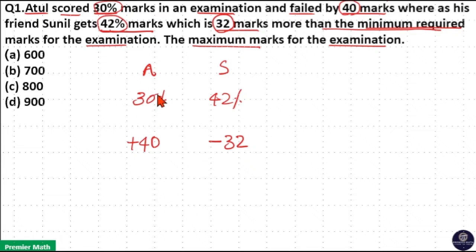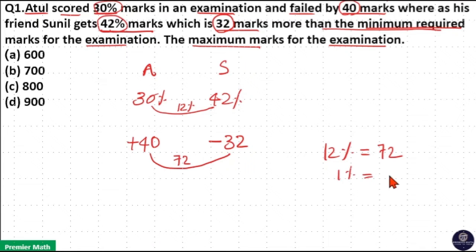So here, the difference between 30% and 42% is 12%. And the difference between 40 and minus 32 is 72, because 40 minus of minus 32 is 40 plus 32, 72. Then equalize it. That is, 12% is 72, the difference here is equal to the difference here. So 12% is equal to 72. Then 1% is 72 divided by 12, that is 6. So 1% mark is 6.